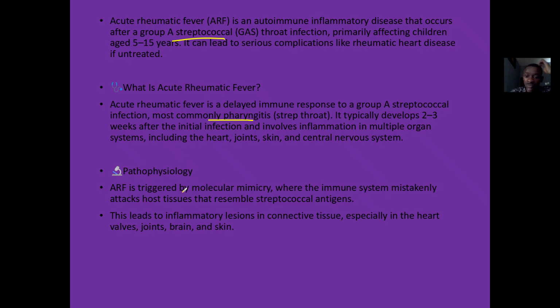So the immune system is trying to defend itself, but unfortunately it reacts to the host tissues, like I was giving you the gist, because the host tissues have antigens similar to the streptococcus. This leads to inflammation mainly in the heart, the joints, the brain, and the skin.